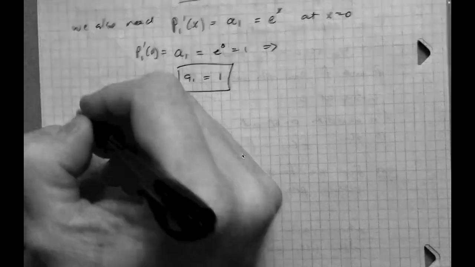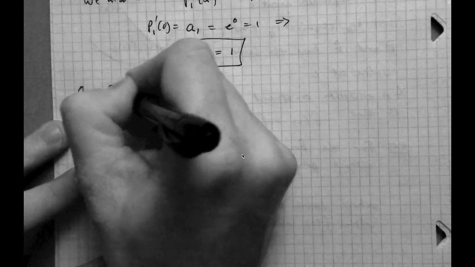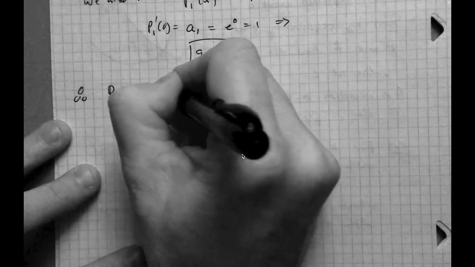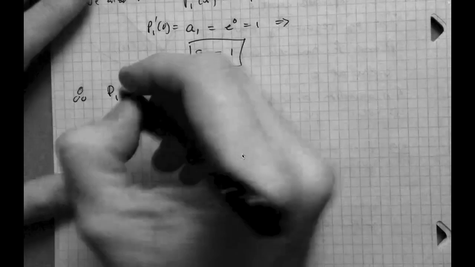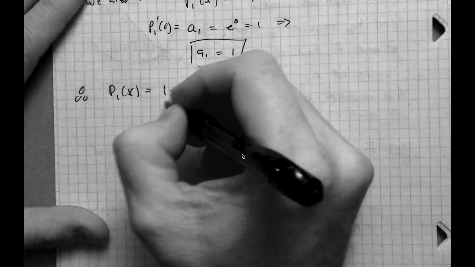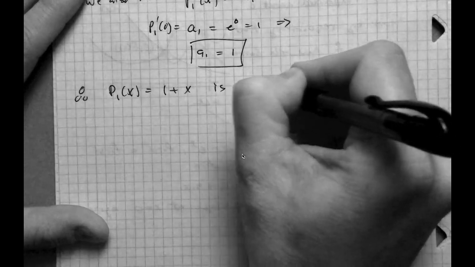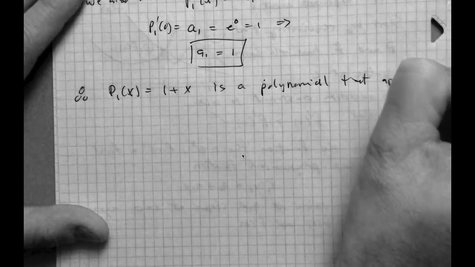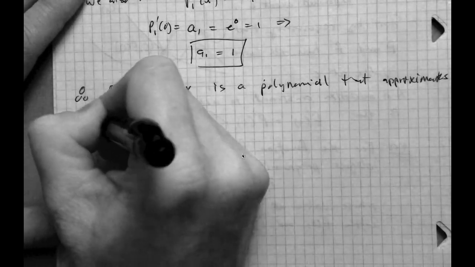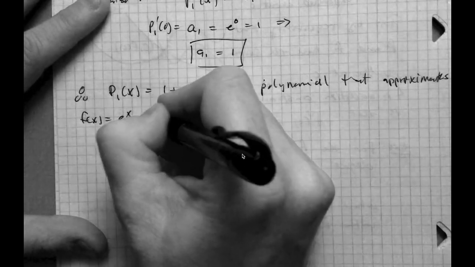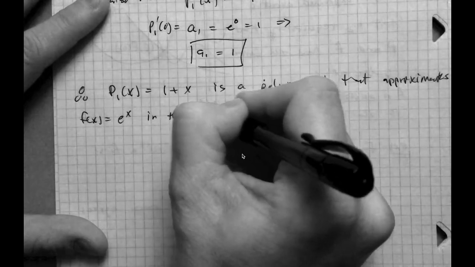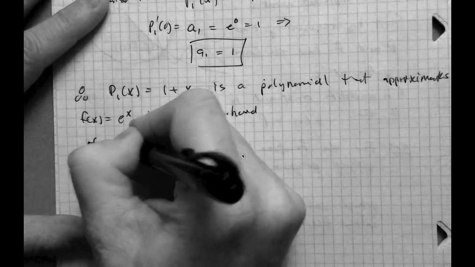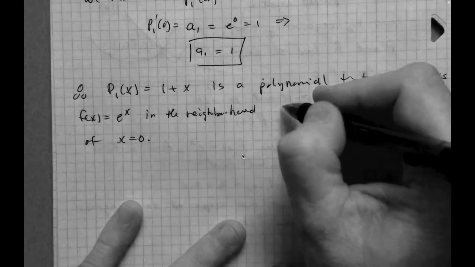Okay, and so therefore P1 of x should be equal to 1 plus x. So this is a polynomial that approximates f of x equals e to the x in the neighborhood of x equals 0. So let's write that P1 of x equals 1 plus x is a polynomial that approximates f of x equals e to the x in the neighborhood of x equals 0.